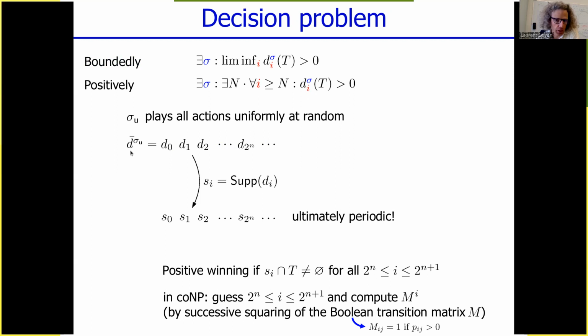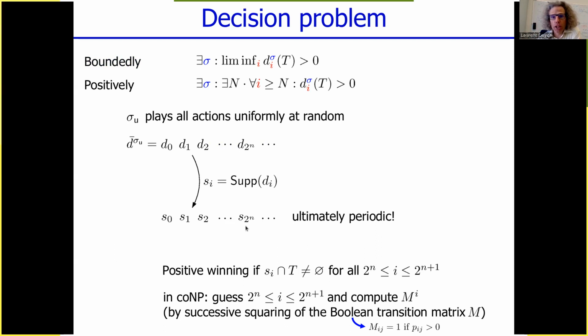So let's consider the outcome of the uniform strategy and write it D0, D1, D2, and so on. We are only interested in the support at this point. So we can write S_i, the support of the distribution D_i, and we can see that this sequence is also deterministic in the sense that given a support, the next support is uniquely determined. Also, the support takes value from a finite set, the subsets of the state space, and therefore this sequence will be ultimately periodic. It is deterministic over a finite state space.